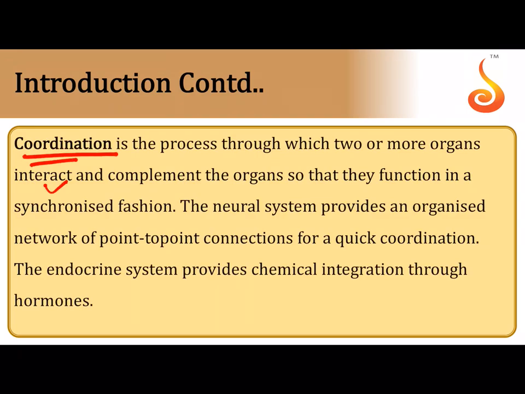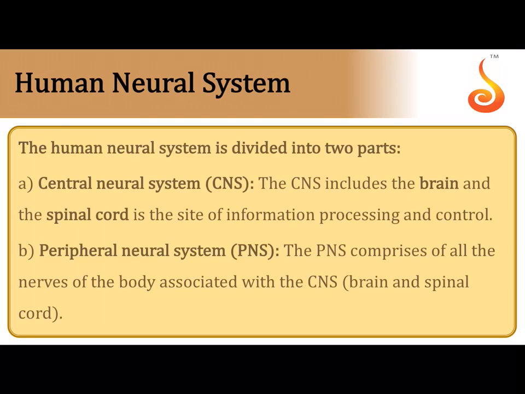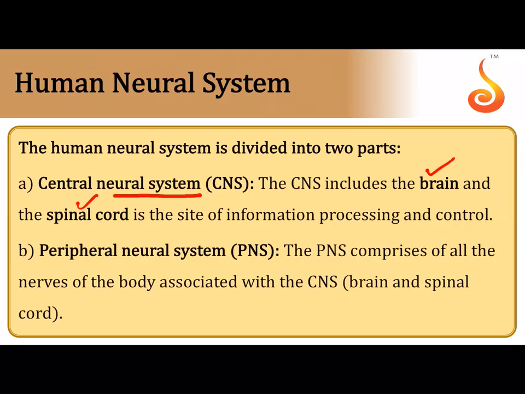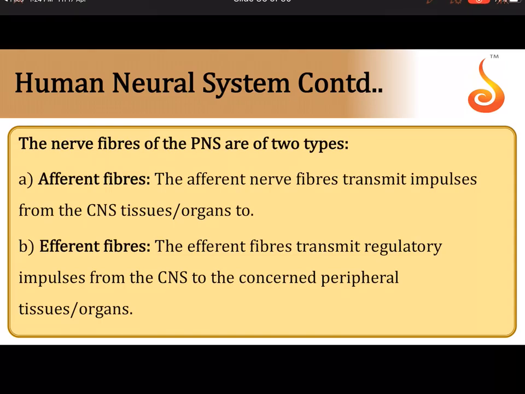So coordination, like I said, is when different organ systems interact and complement each other so that a particular function can be performed in a synchronized manner. The human neural system consists of a central nervous system, which is made up of the brain and the spinal cord, and a peripheral nervous system. All of you know that the peripheral nervous system consists of nerves which can either come out of the brain, called cranial nerves, or spinal nerves if they come out of the spinal cord.